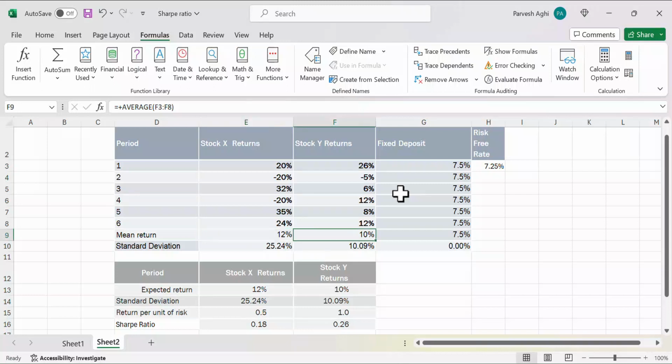I'll redo it. So now when I calculate the return, I am getting 0.26 here and 0.18 here. So both the formulas, the first formula and the second formula, are giving consistent results, isn't it? From both you can tell stock Y is better, isn't it? Fine. But when I change this back to 16%, then I get stock X is better, isn't it?